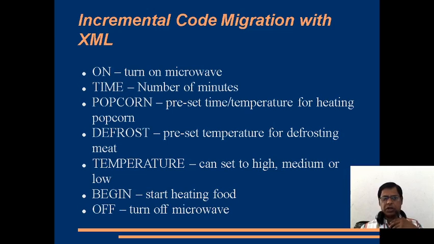Okay, so XML code migration can also be shown with a microwave. It is used for the on-turn microwave, time in number of minutes, popcorn preset time and temperature for heating popcorn, and defrost preset temperature for defrosting meat. So this is about the microwave, how the information is kept in the microwave: on, time, popcorn, defrost, temperature, low, high, begin, off. Okay.